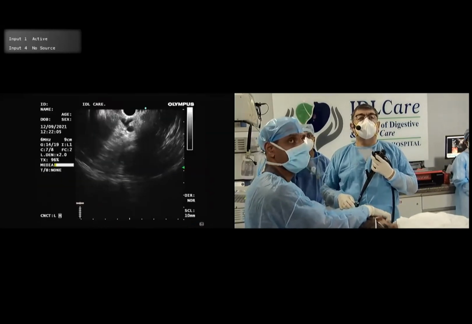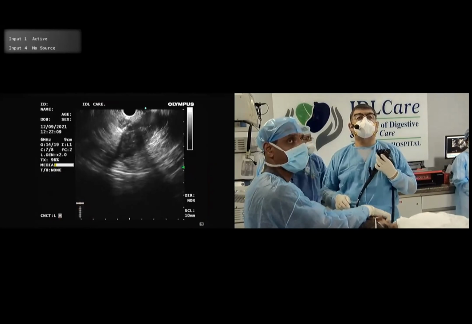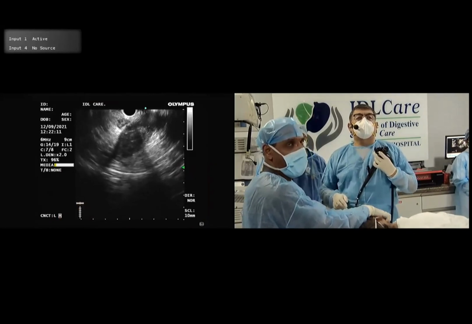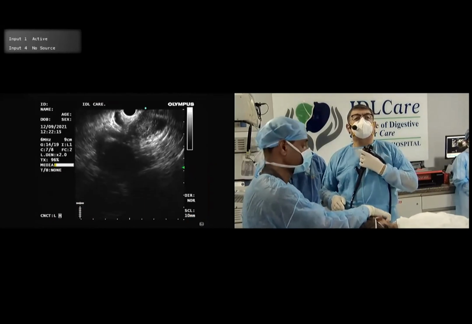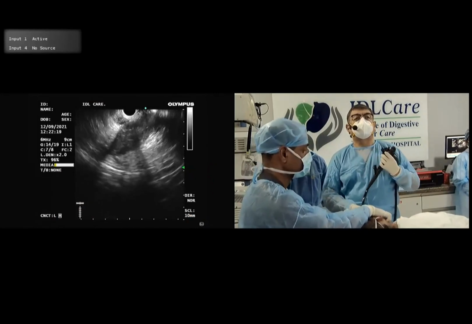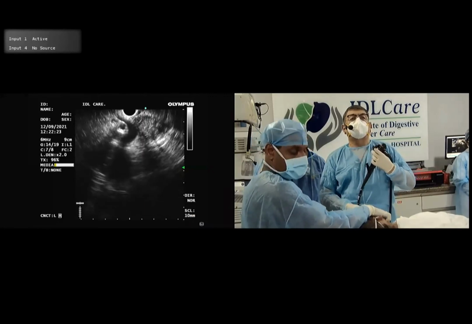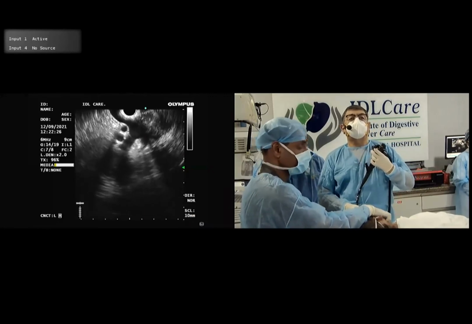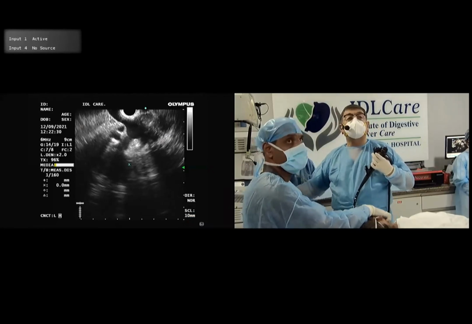So this is the pancreas. You can see the pancreas. It looks normal. Portal vein. See this, please. So I turn clockwise to see towards the papilla. Portal vein, splenic, superior mesenteric.